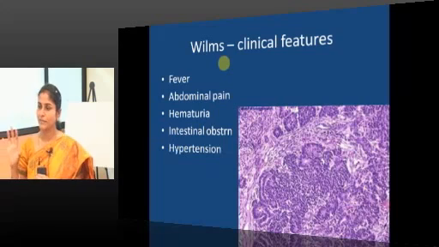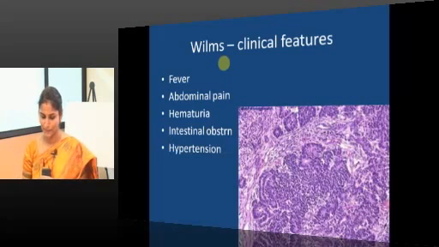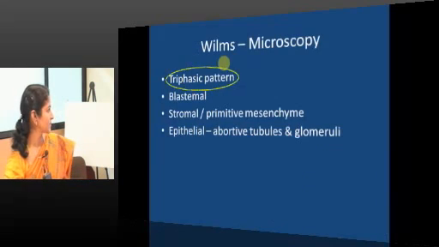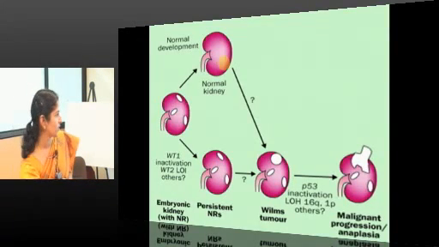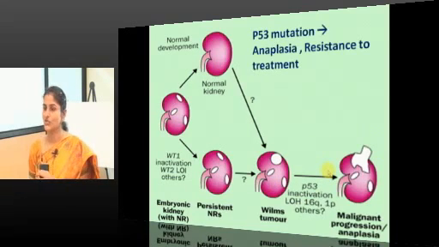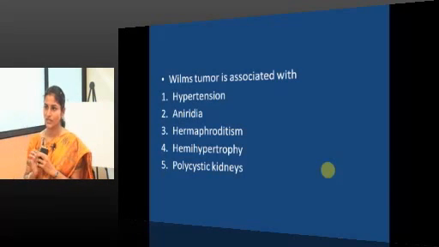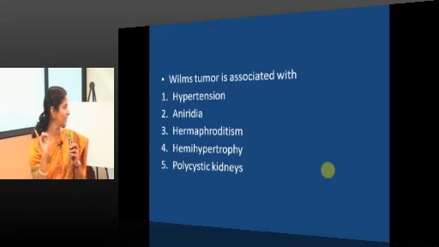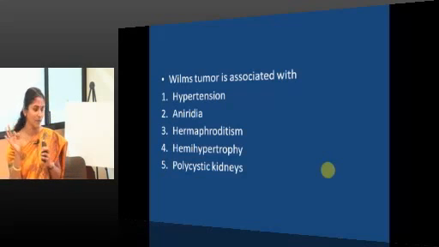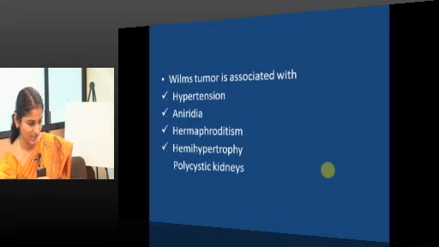The microscopic picture of Wilms will usually be called triphasic, meaning there will be presence of epithelial, stromal and blastemal components. In a Wilms tumor, when there is an additional p53 mutation, that will confer resistance to treatment. Okay. So, is Wilms tumor associated with hypertension? Yes. Aniridia? Yes, in WAGR syndrome. Hermaphroditism? Yes, in Denys-Drash. Hemihypertrophy? Yes. Polycystic kidney disease? No, it has got nothing to do with polycystic kidney disease.